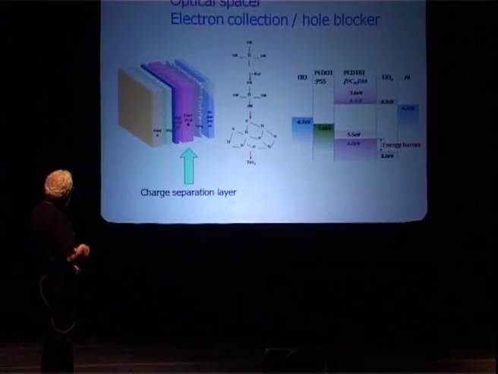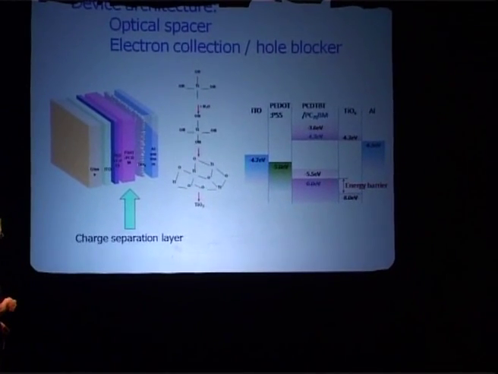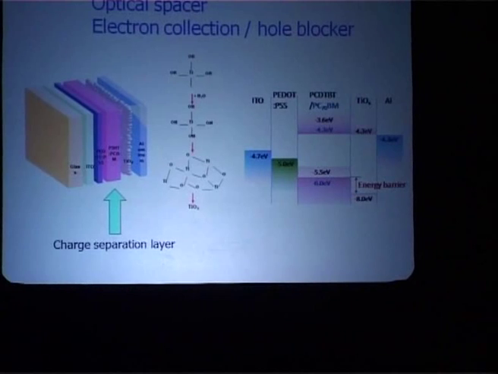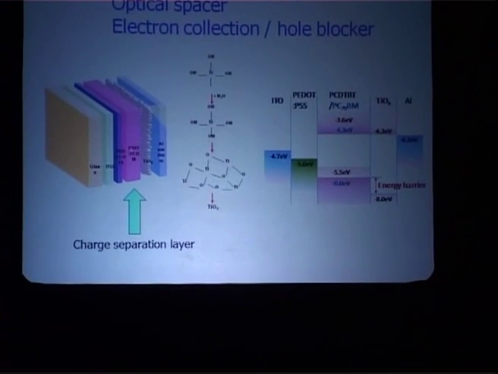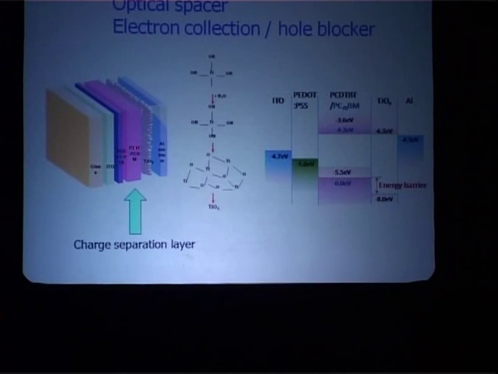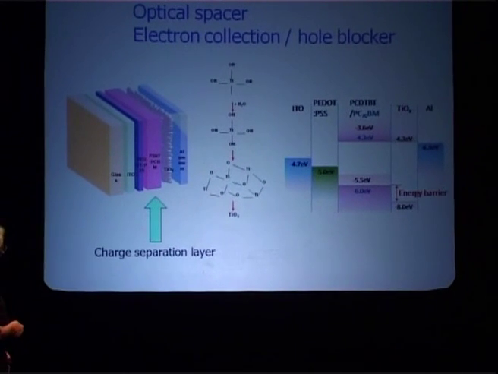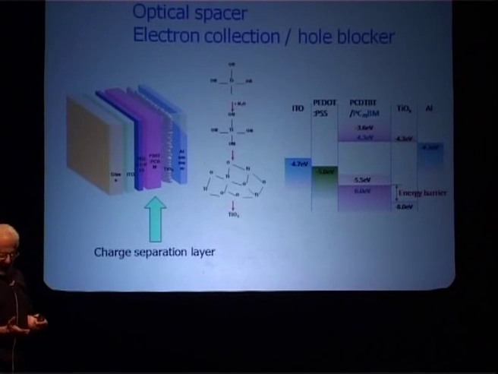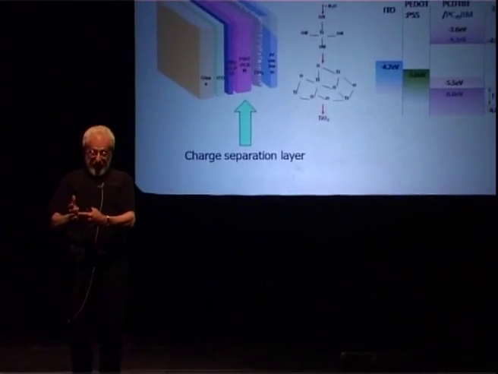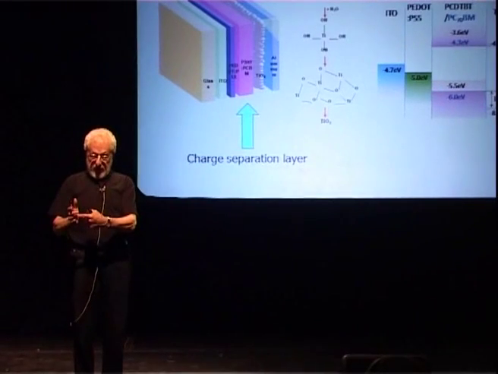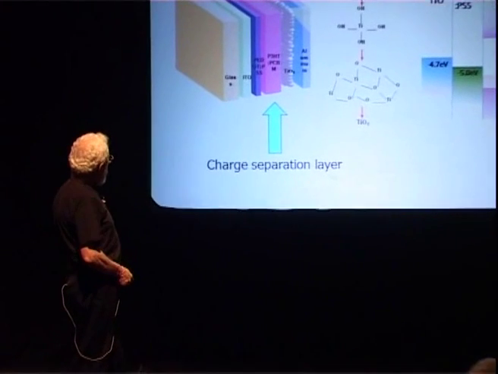I'll show you one example of an interesting interlayer here. I'm going to put a layer of titanium oxide between the charge separating layer and the aluminum. Now why do I want to do that? There are a lot of reasons. One reason is that light is coming in and reflecting from an aluminum mirror and coming back out.